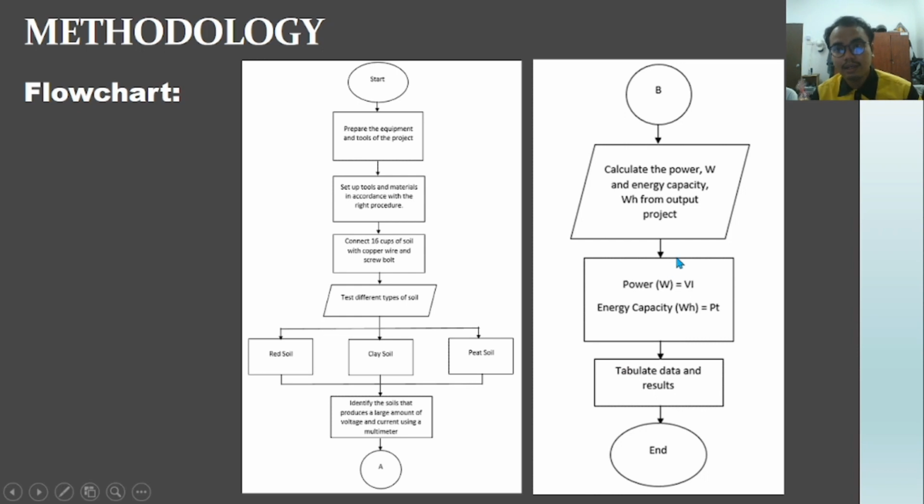And then calculate the power in watt and energy capacity in watt hour from the output of the project. The formula is power equal to voltage times current. For energy capacity, energy capacity equal to power times time in hour. And then tabulate data and result.